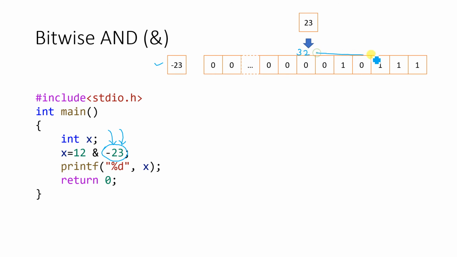Remember, this is your 32-bit representation. So in 32-bit representation, I will represent 23 as 1 0 1 1 1, and the remaining bits are 0 because this is a positive number. And in 2's complement, we know that the last bit, or we can say the MSB bit, will be used for your sign bit. As this 23 is a positive number, the sign bit is 0, but we want to represent minus 23. So we will follow the 2's complement representation.